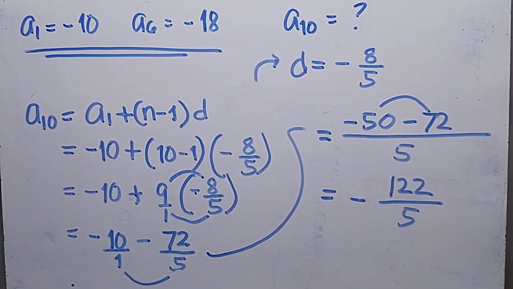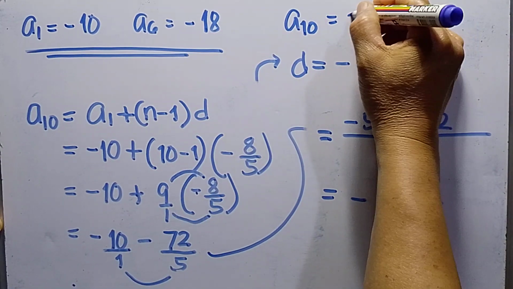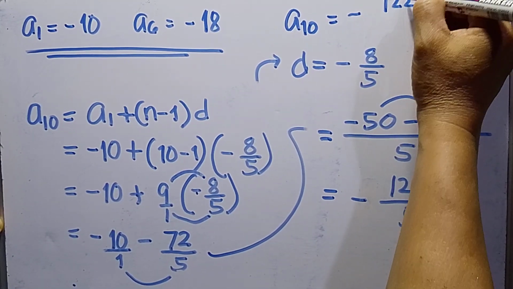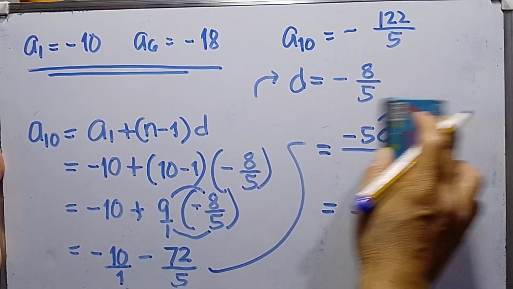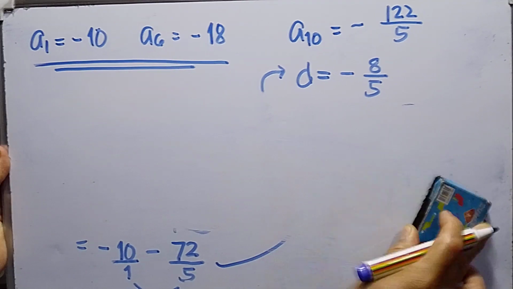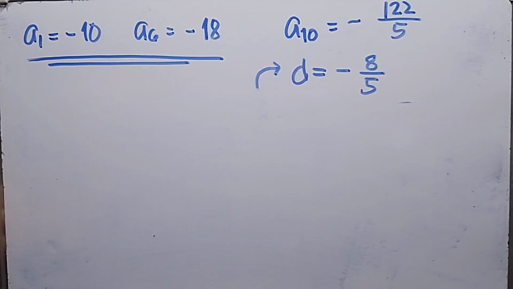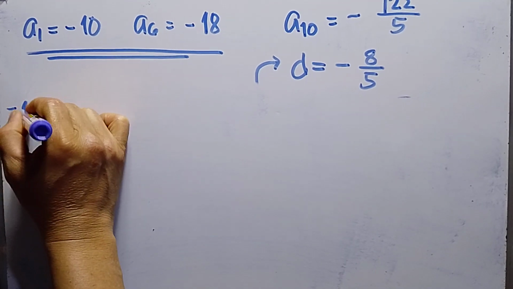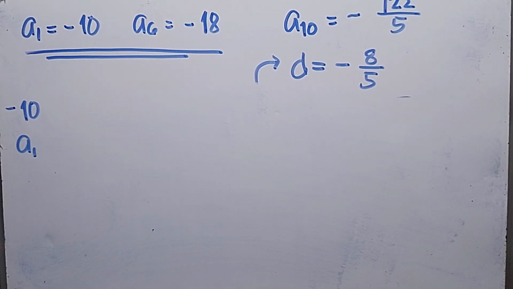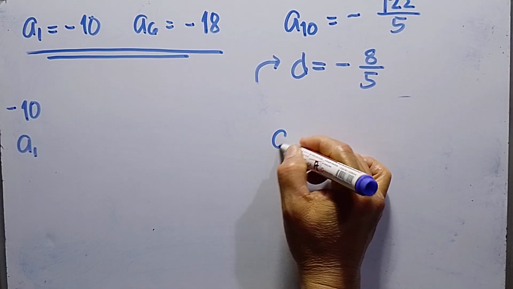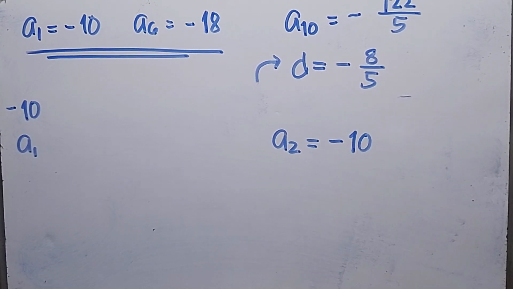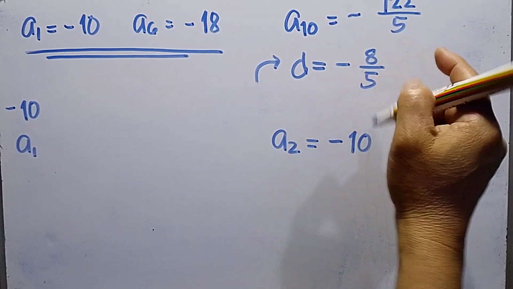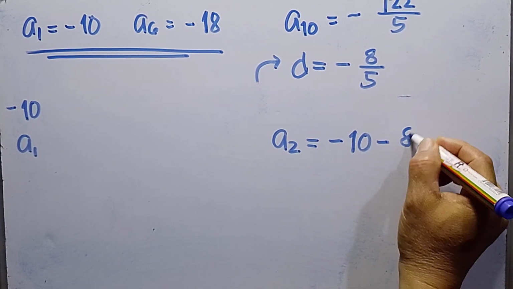Now let us check if this is correct. This is negative 122 over 5. Okay, let us check. We will start from A1, negative 10. That is my A1. Now A2, how to solve A2? A sub 2 will be equal to negative 10 plus this one. Since this is plus and minus, that will be minus 8 over 5.